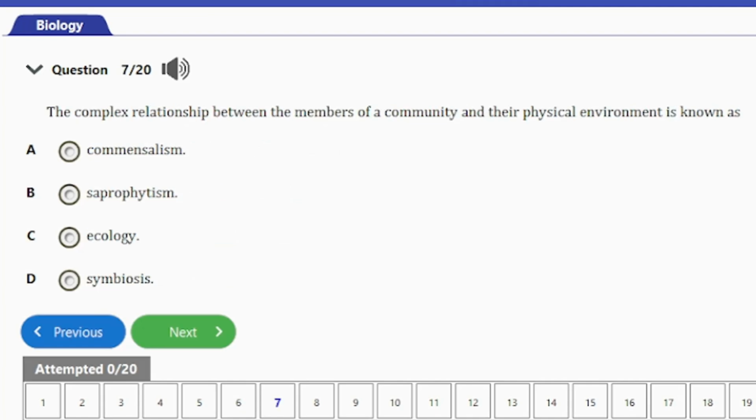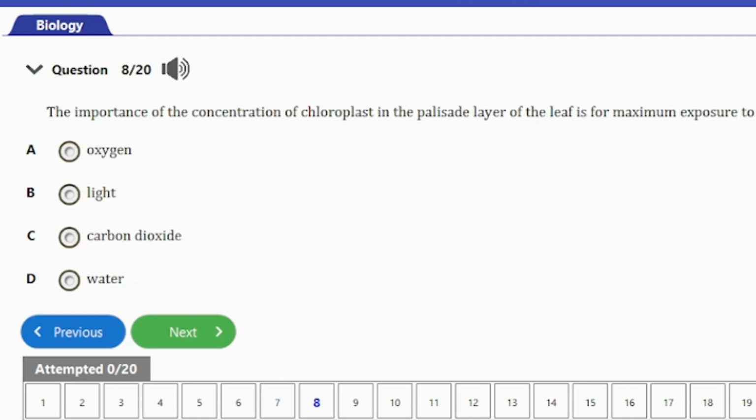Question number 7. It says the complex relationship between the members of a community and their physical environment is known as A, commensalism, B, saprophytism, C, ecology, D, symbiosis. So guys, the answer to this question is option C, and that's ecology. Let's consider the next question.